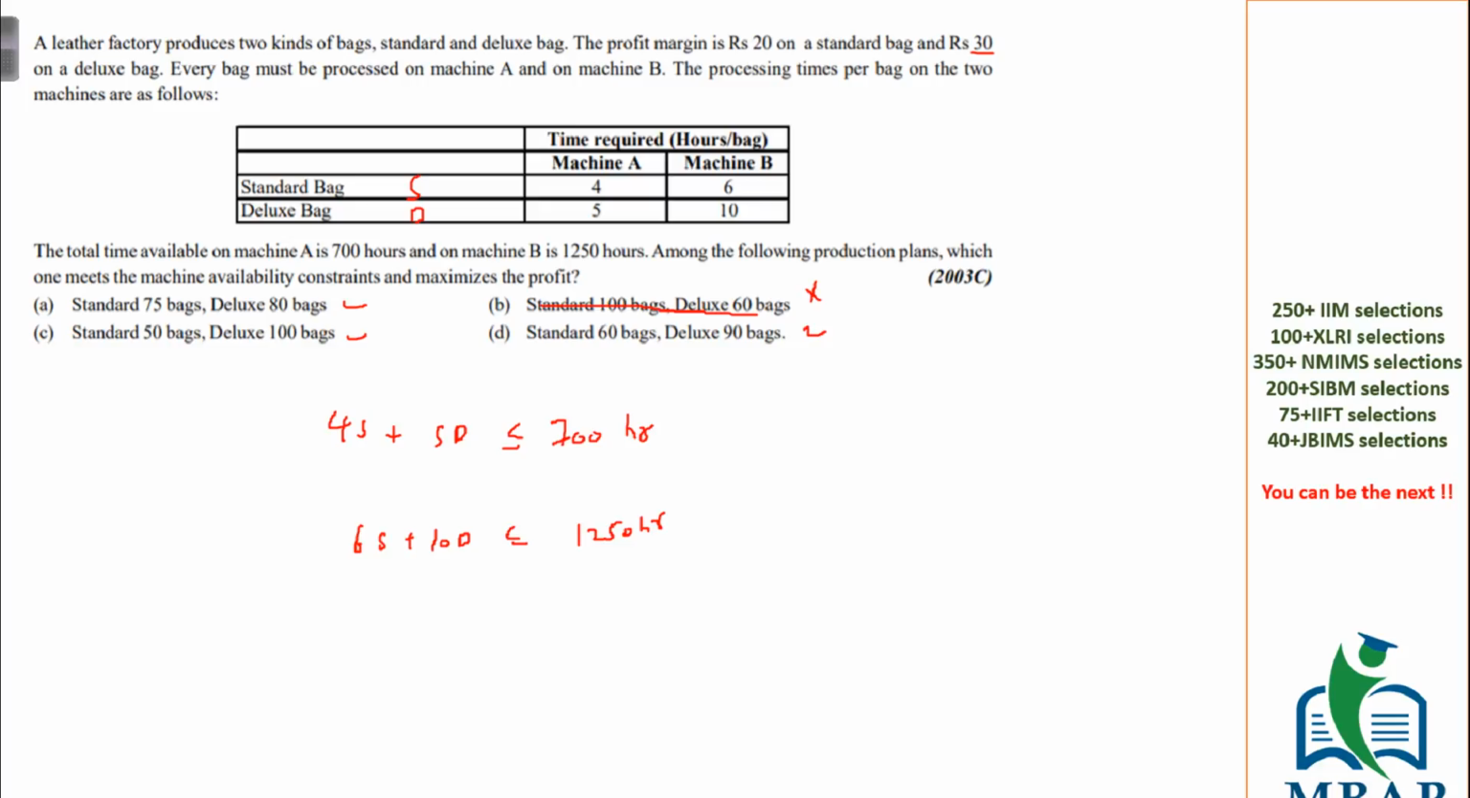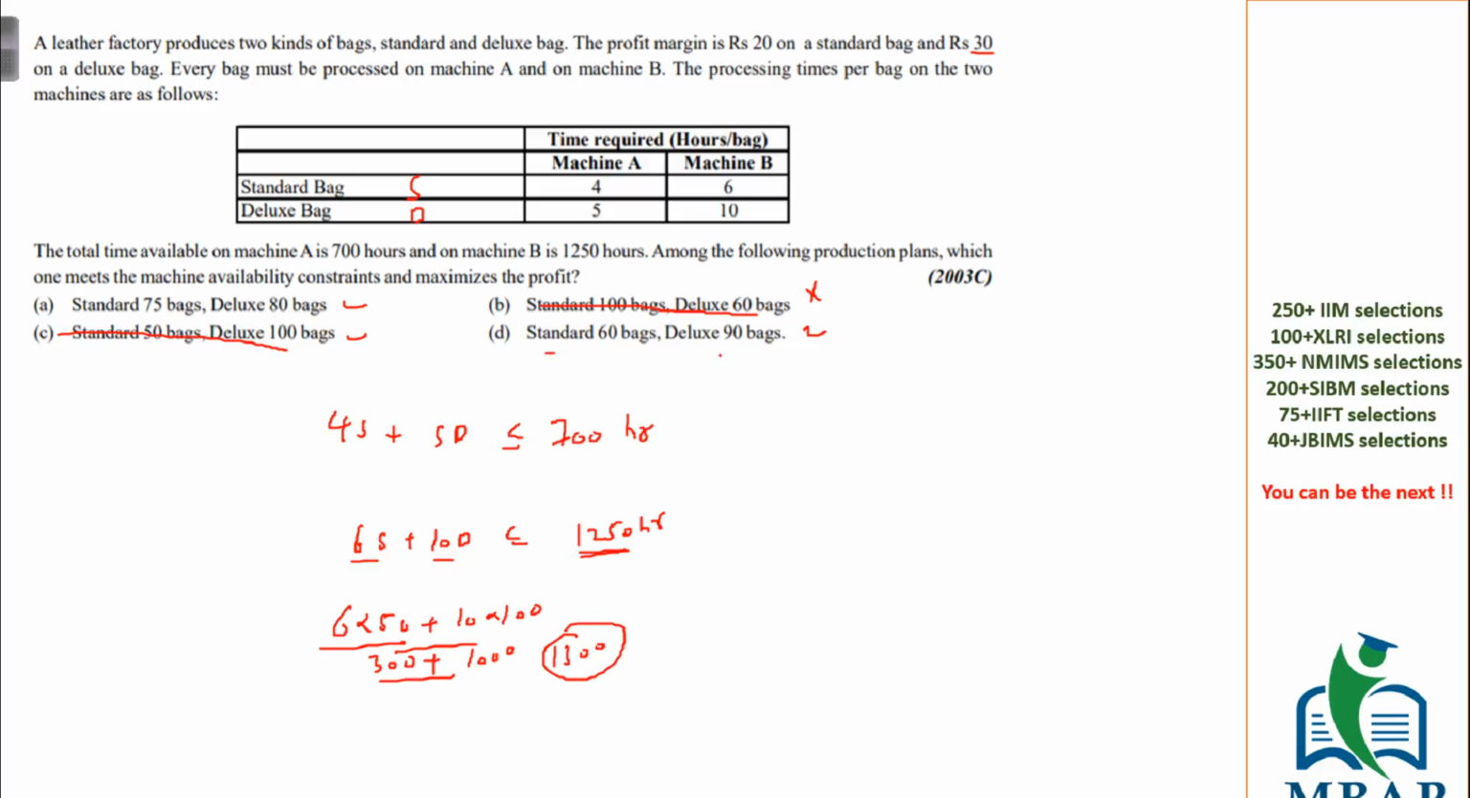Now, first of all, you have to look into the availability constraints. For example, if I put option C in machine B, 6S plus 10D should be less than or equal to 1250. You are producing 50 bags of standard, so 6 into 50 plus 10 into 100. This is 300 and this is 1000. 1000 plus 300 is 1300, which means machine B is going to take 1300 hours. The available hours is 1250, so option C cannot be the answer.